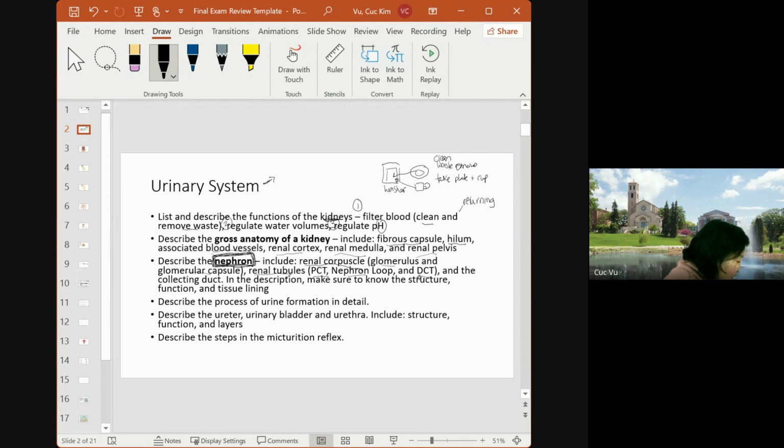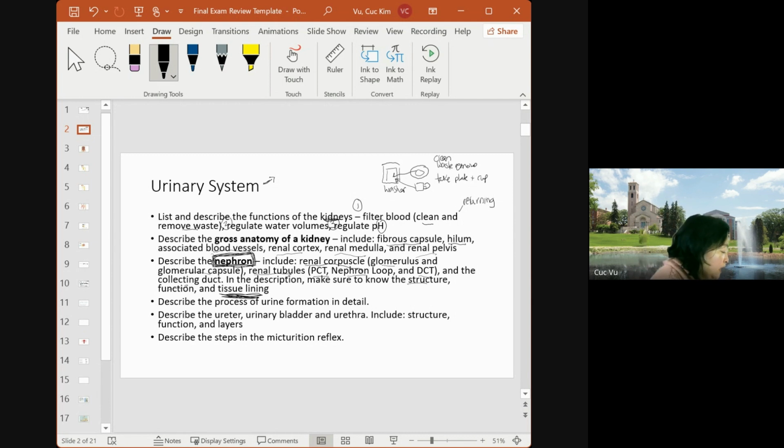Make sure you know the structure, function, and tissue lining. Always the tissue lining. And remember, a lot of students think it's about memorizing, like I'm torturing all of you, making you memorize all this unimportant detail. But don't forget that the tissue lining is what determines that structure's function. So the tissue lining is always connected to the function.